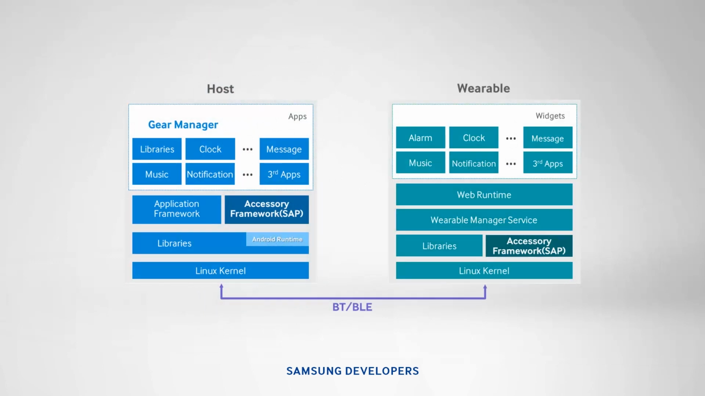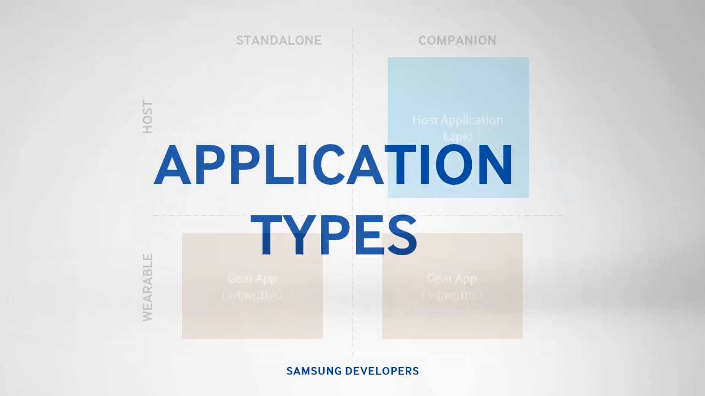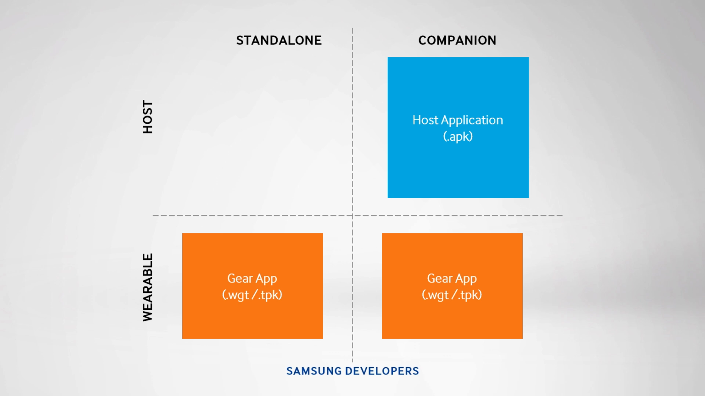Gear applications currently have two types, standalone and companion types. The standalone, as the name suggests, is a lone Tizen application capable of running and operating independently on the Gear device. Companion type, on the other hand, is made up of a host-side application developed using Android APIs and a Gear application developed using Tizen APIs. Companion type Gear applications enable data communication and interaction between the host and the wearable. To connect both parts of the app, the Samsung Accessory SDK is utilized.